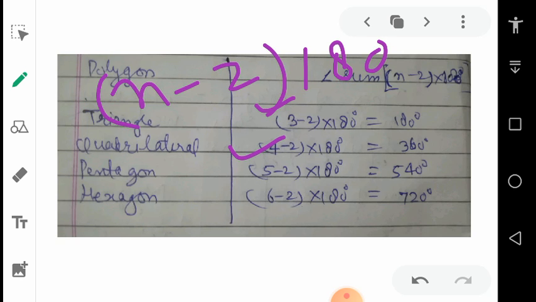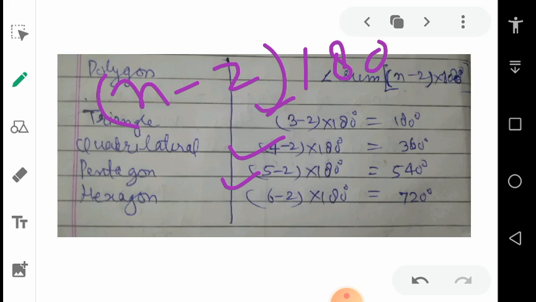Next is the pentagon. There are 5 sides, so we use 5 minus 2 into 180, and the angle sum is 540 degree. Then for the hexagon, n is 6, and we write 6 minus 2 into 180, that is 4 multiply 180, and it is 720 degree. So by using this formula we can calculate the sum of all interior angles. Now further I will tell you some questions, how to solve them.